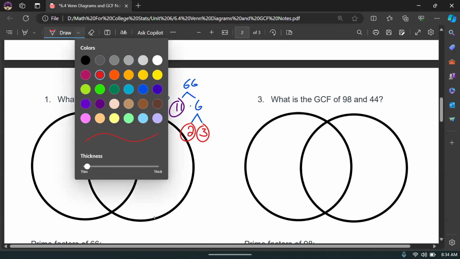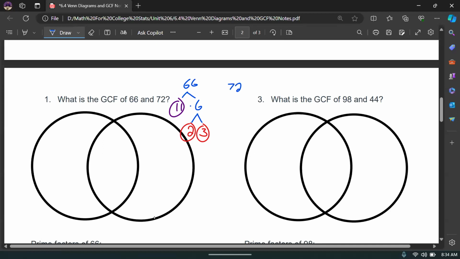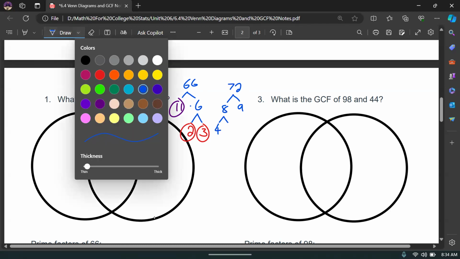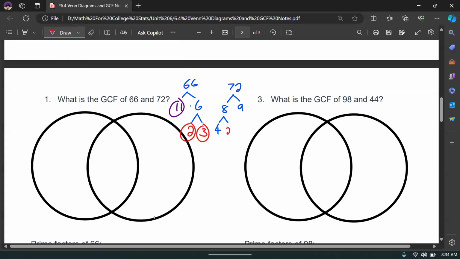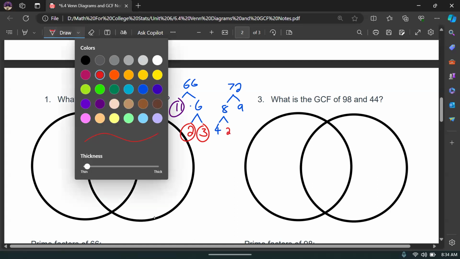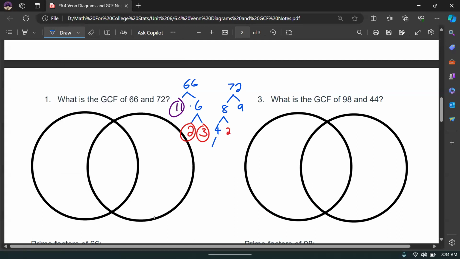Now let's look at, don't mind my color coding for a minute, I'll explain that later. Let's look at 72. So any two numbers that multiply to 72, let's go with 8 and 9. Now, neither of these are prime factors. 8 can break down into 4 times 2. And even still, the 4 can get broken down into 2 times 2.